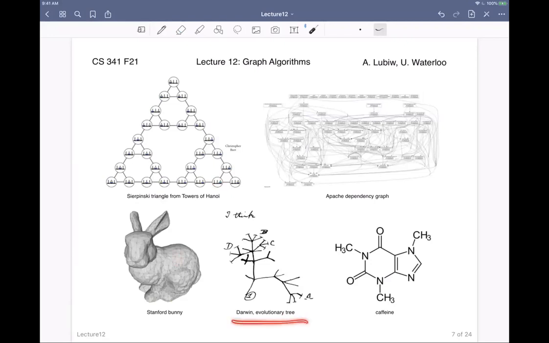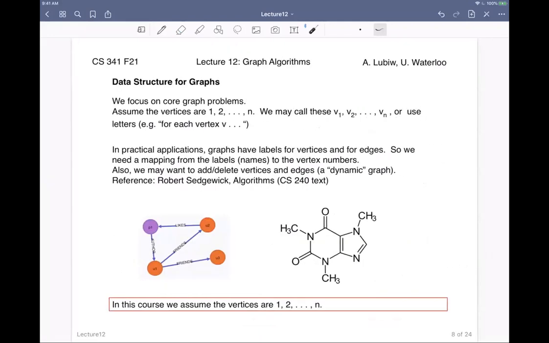And I wonder if people recognize this. This was Darwin's drawing of an evolutionary tree. And this is caffeine, which we can think of as a graph again, with lots of six-sided cycles, hexagons. Now, we're going to be studying graph algorithms.